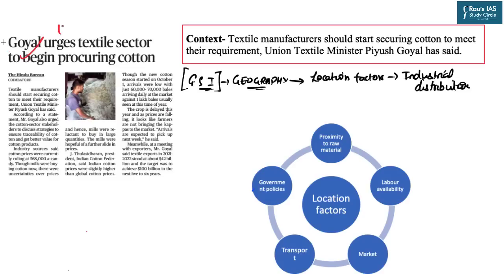This topic has appeared at page number 16 in today's The Hindu Daily edition, and as you can see by the heading, the topic is in relation to the cotton textile industries. The context of this news article is that recently our Union Textile Minister, Mr. Piyush Goyal, has said that textile manufacturers should start securing the cotton to meet their requirement.